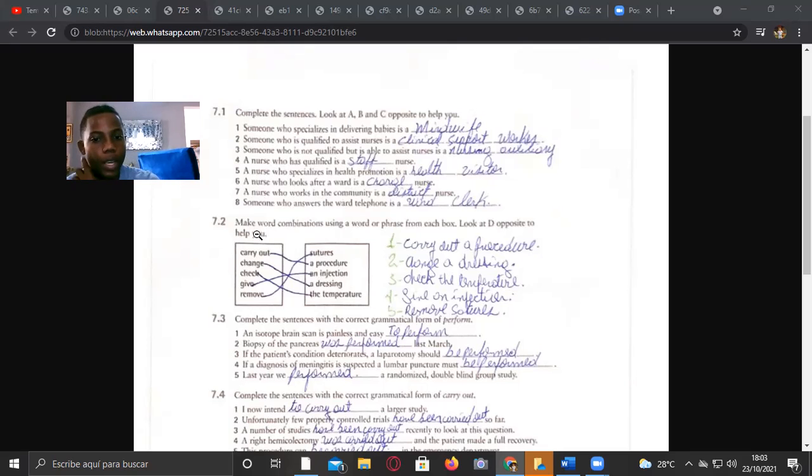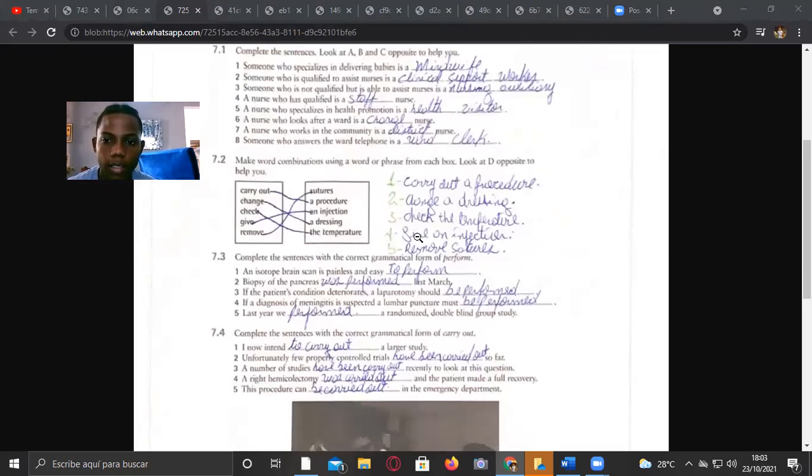Make word combinations, 7.2, using a word or phrase from each box. Look at the opposite to help you. The first one is carry out a procedure. Second, change a dressing. Third, check the temperature. Four, give an injection. And five, remove the sutures.